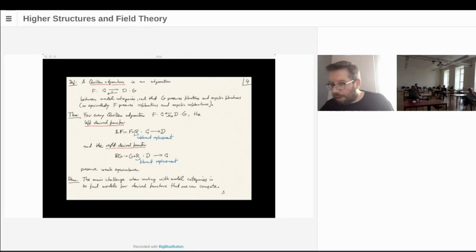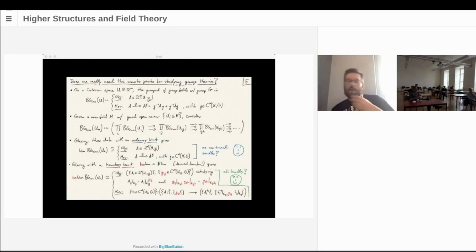So I will show you an example later, I think on Thursday. Okay, now after this quick intro to model category theory, I want to ask the question: does one really need all this mumbo jumbo?